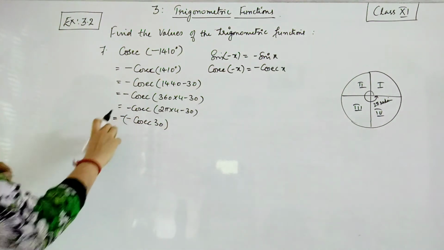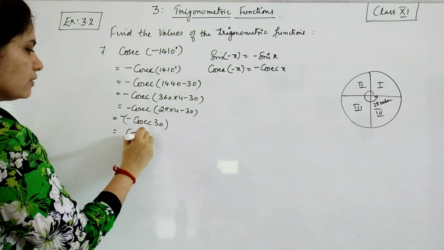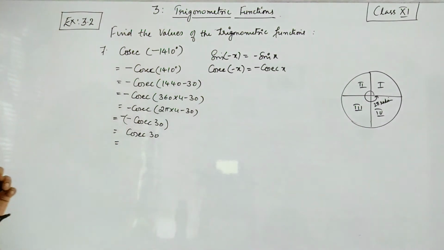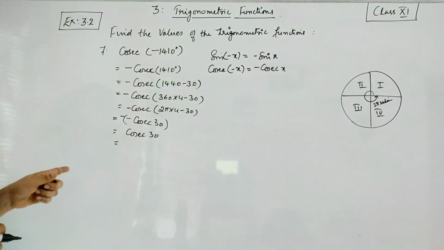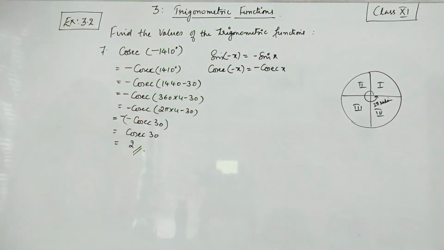Fourth quadrant. In the fourth quadrant, cosec is negative. So that negative gets cancelled and you get cosec 30. And what is the value of cosec 30? Sin 30 is 1 by 2, so cosec 30 will be 2.